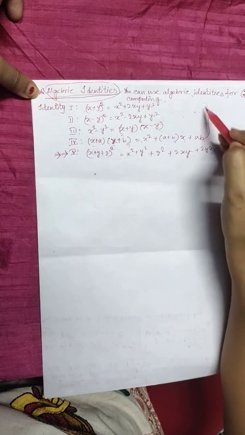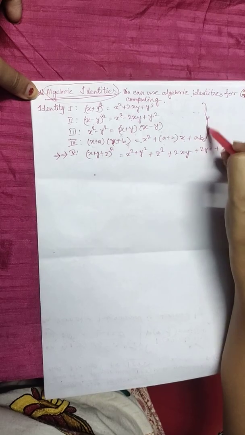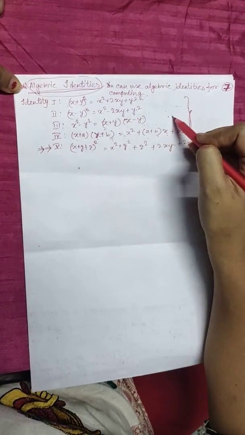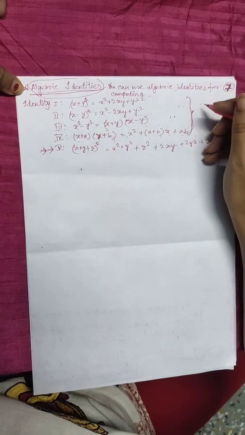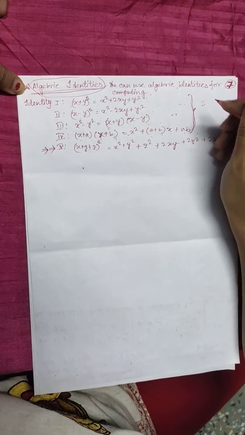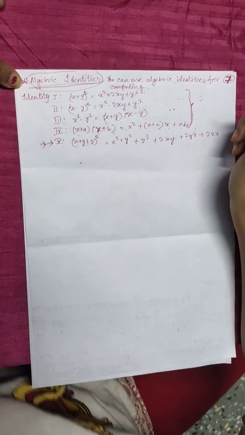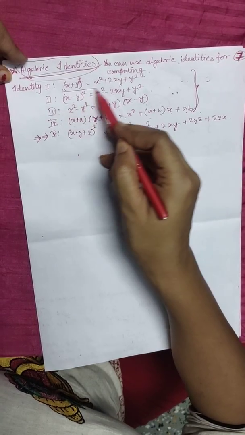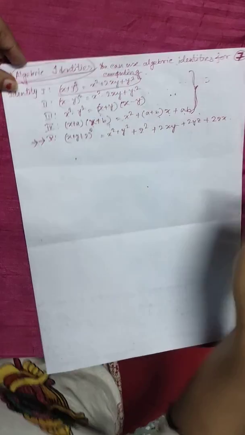These four identities you have already known in your previous classes, and these four identities are used to factorize algebraic expressions and also for computing, right? So let's discuss how the algebraic identities are used for computing. Let's take an example.